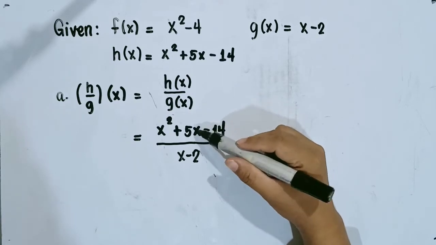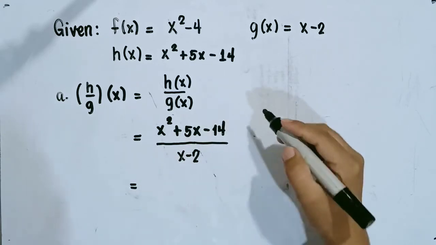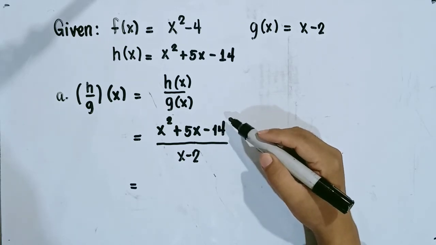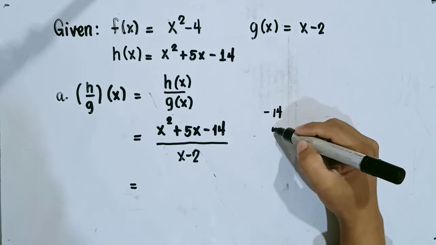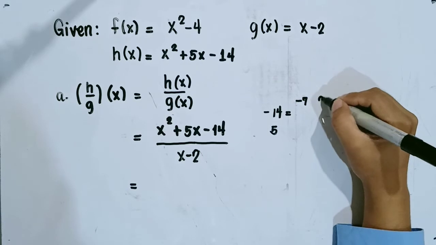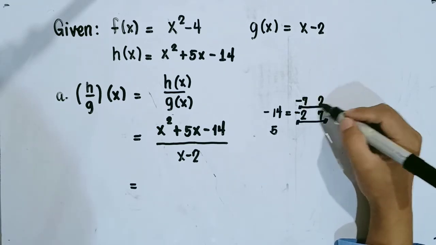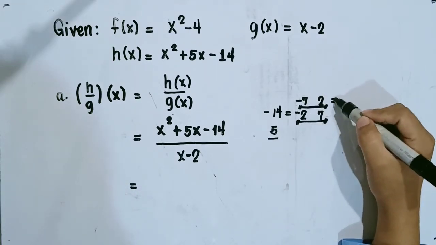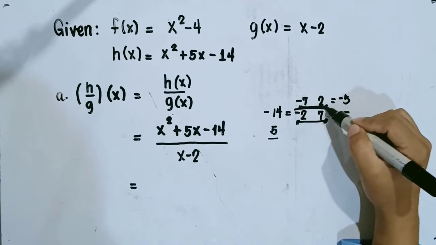So we will check if this function is already in simplest form by getting the factors of our numerator, because this is a quadratic function. So we can get the factors. Now in getting the factors of x squared plus 5x minus 14, the simplest way is to think of two numbers that are factors of negative 14 in which if you add, the result is positive 5. We have negative 7 and 2, or we have negative 2 and 7. Among this set of factors, which of them is when you add, the result is 5. So let's try negative 7 plus 2, answer is negative 5. Negative 2 plus 7, answer is positive 5. Therefore, we will take these factors.